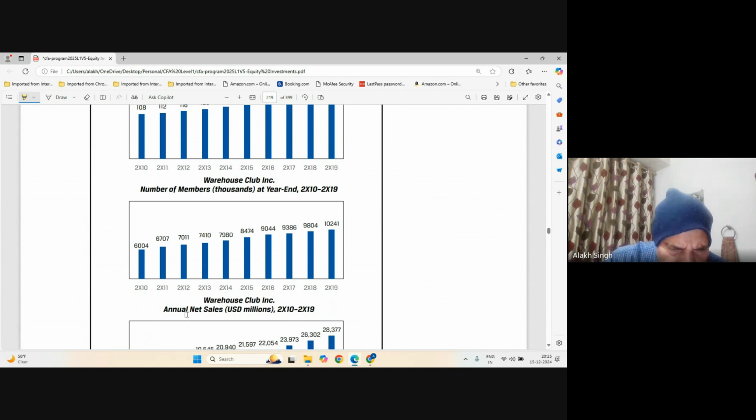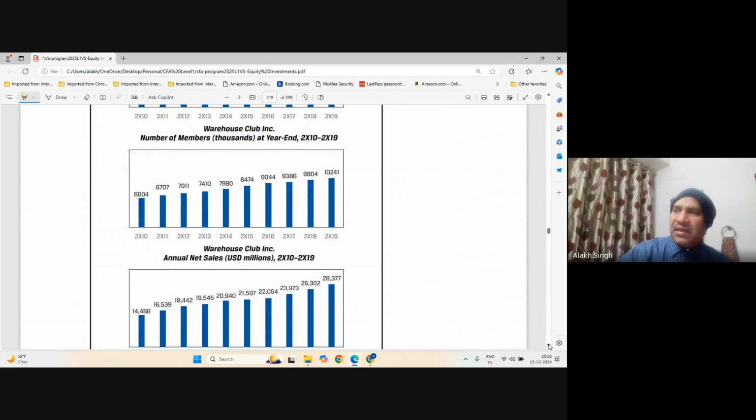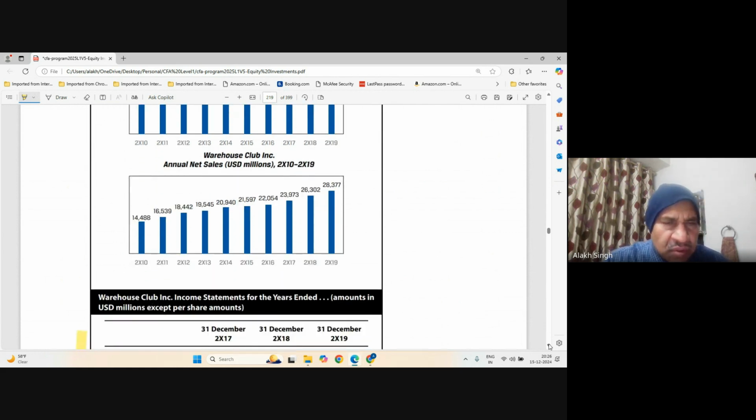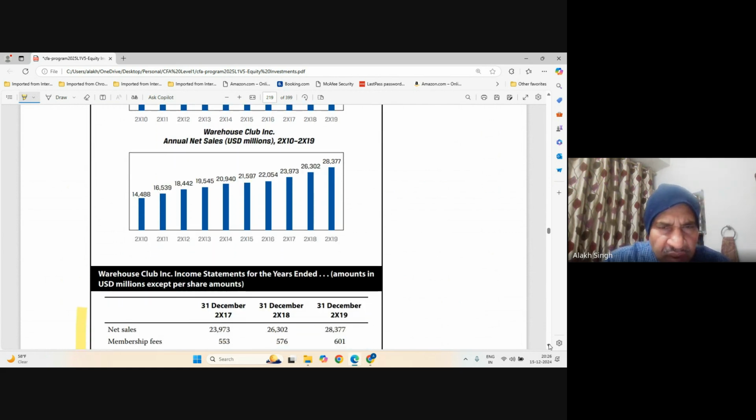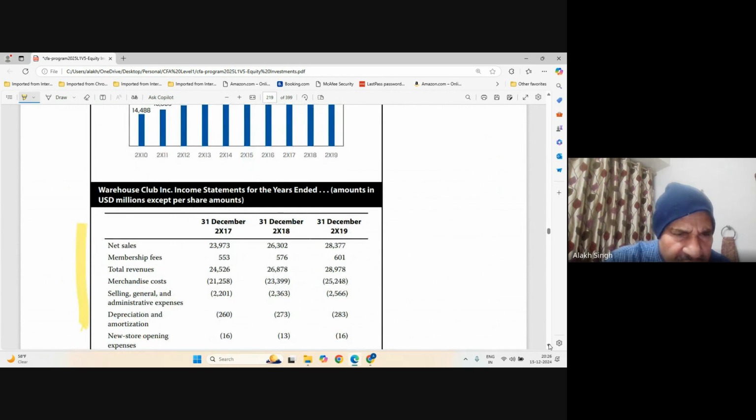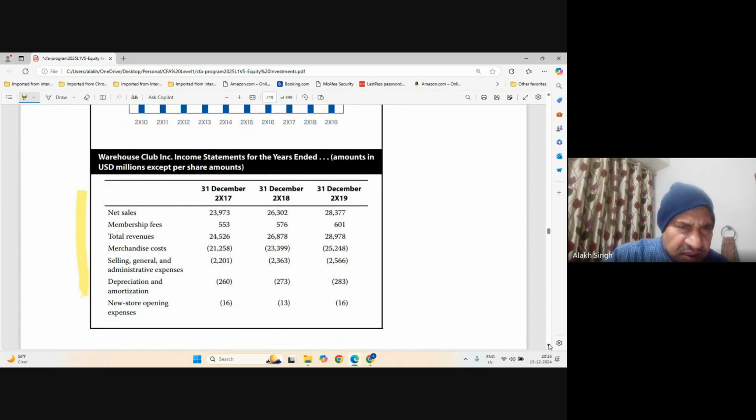The third item is annual net sales. So it has selling through stores as well as through club membership. Means they take the membership fee and then members can buy at a discount. So they will pay them, and that becomes a source of revenue. Okay, annual net sales, and these are the financial statements.